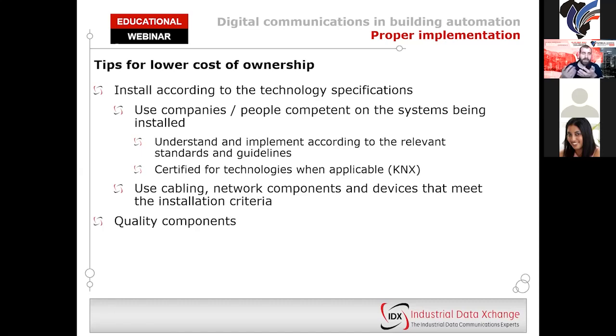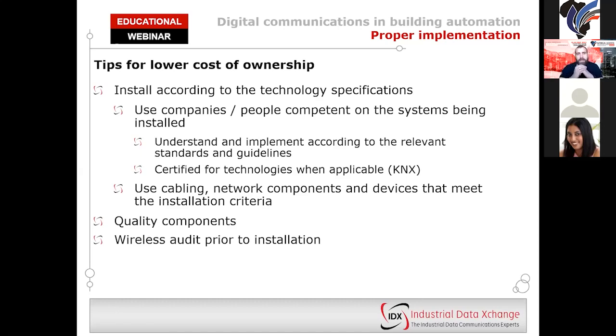So using quality components, for sure. You don't have to spend the most amount of money and get the highest end product for every single application, but definitely take into consideration using the more reliable vendors. And it's almost that one saying, if you spend the lower amount, you're going to end up spending the higher amount anyway. So ensuring quality components, especially in critical implementations, is often a very good process from the start.